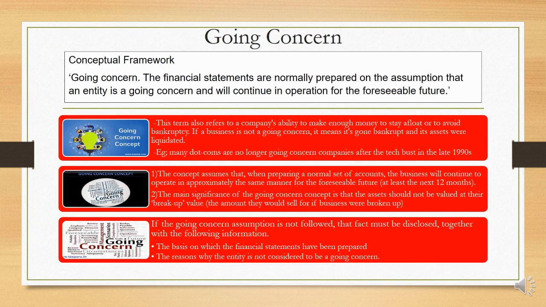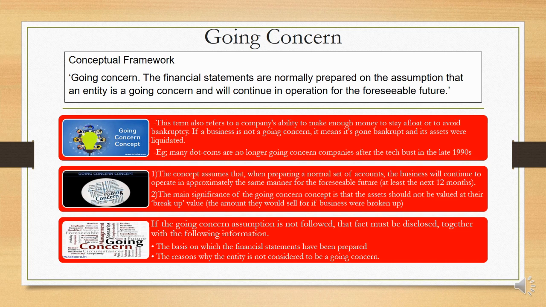Going concern. Based off the conceptual framework, the financial statements are normally prepared on the assumption that the entity is a going concern and will continue in operation for the foreseeable future. This term also refers to a company's ability to make enough money to stay afloat or to avoid bankruptcy. If a business is not a going concern, it means it's gone bankrupt and its assets were liquidated. For example, many dot-coms are no longer going concern companies after the tech bust in the late 90s.